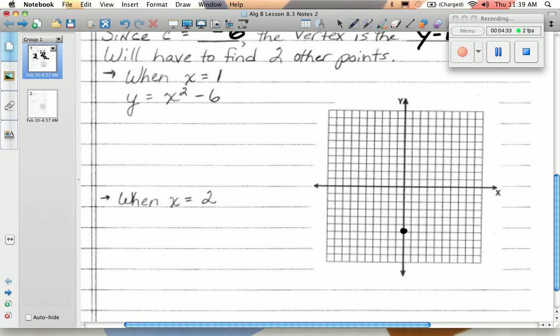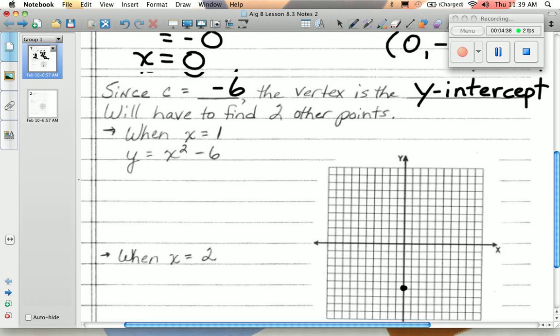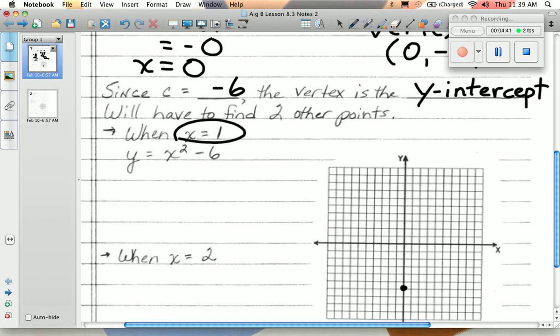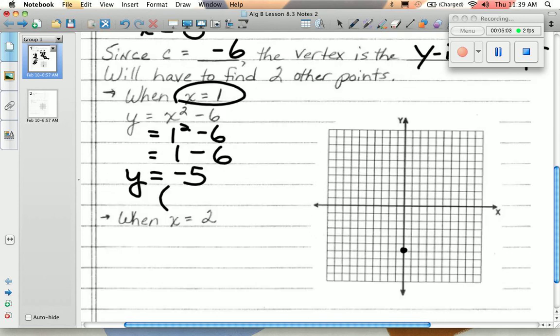What should we take? Should we take x equals 1, x equals 2? Okay, let's do x equals 1. So we're going to put 1 in for x. 1 squared is 1. This is easy. 1 take away 6 is -5. So our y value is -5. So we just found the ordered pair 1, -5. So we'll go to the graph and we'll graph 1, -5.